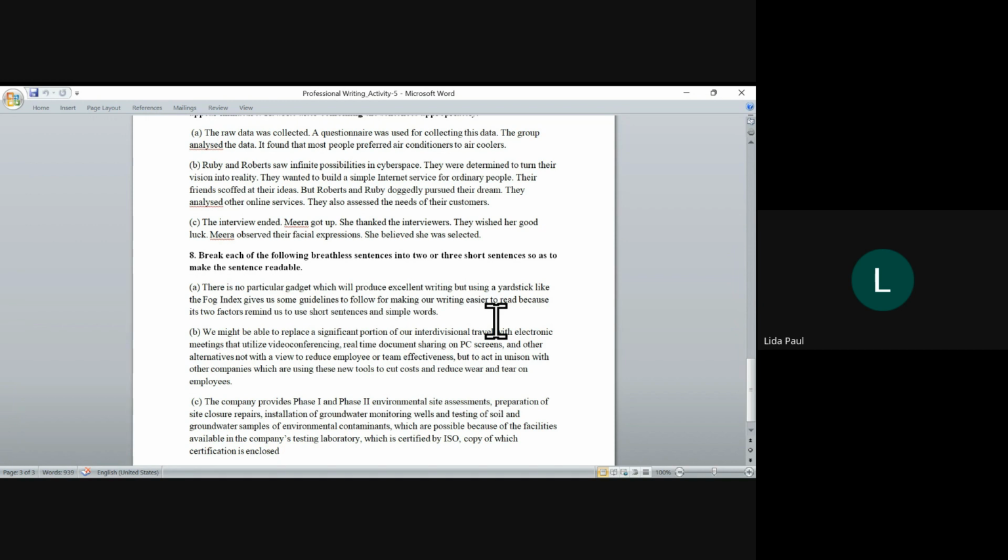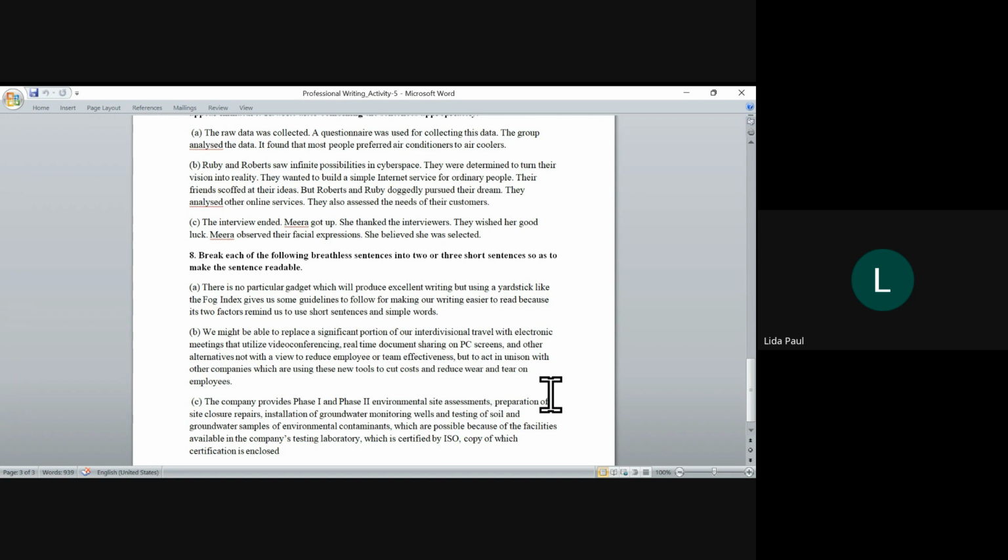Let's look at the first example. There is no particular gadget which will produce excellent writing, but using a yardstick like the fog index gives us some guidelines to follow for making our writing easier to read, because its two factors remind us to use short sentences and simple words. You remember anything? Even if you have read it to yourself on your own, right? So that's the problem with breathless sentences.